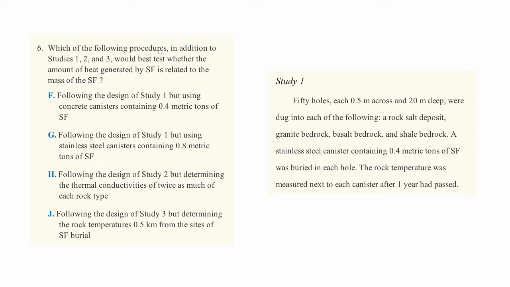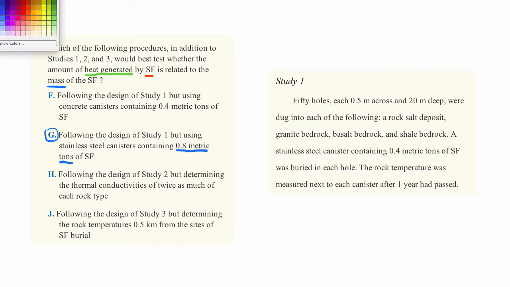Which of the following procedures, in addition to studies 1, 2, and 3, would best test whether the amount of heat generated by spent fuel is related to the mass of the spent fuel? And the correct answer here is G, following the design of study 1, but using stainless steel containers containing 0.8 metric tons of spent fuel.